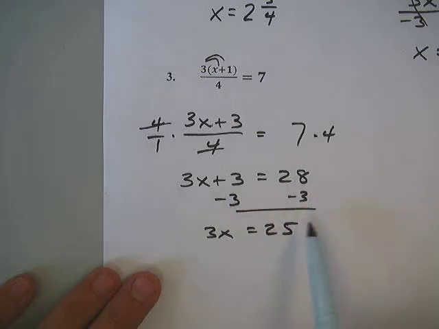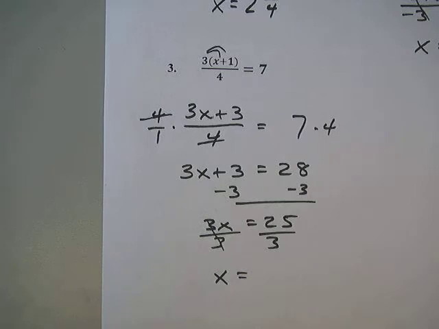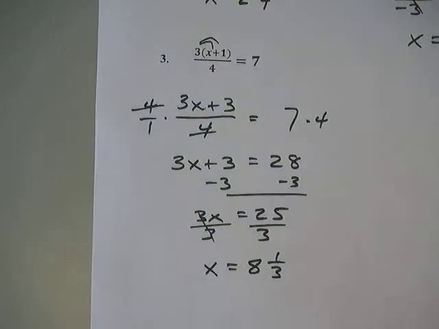Then I'm going to subtract my 3. 3x equals 25, and divide by 3. X equals, and again, 3 doesn't go into 25 evenly, but it does go in 8 times, and you'd have 1 left over. And there you go. There is solving multi-step equations.